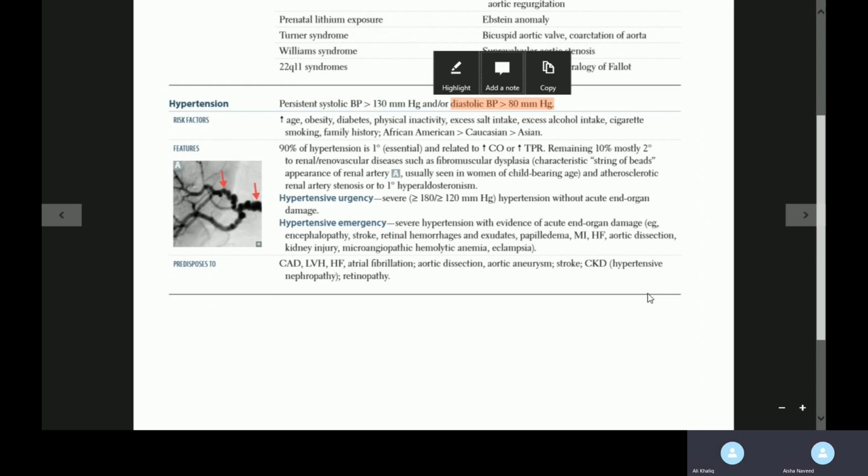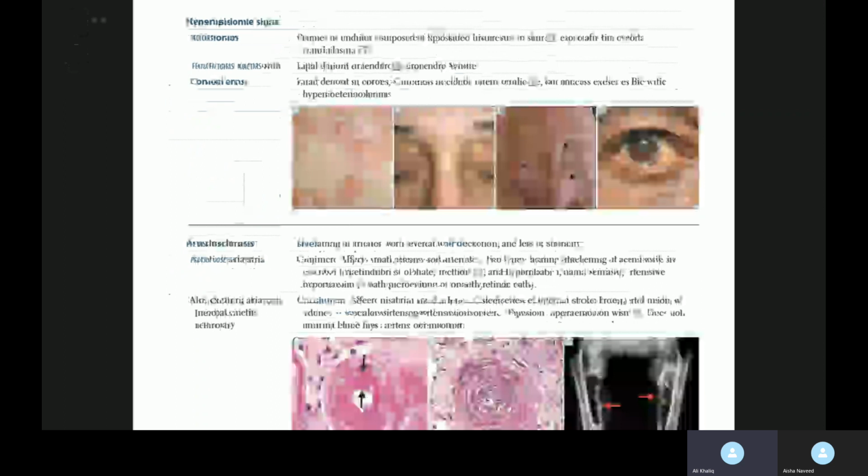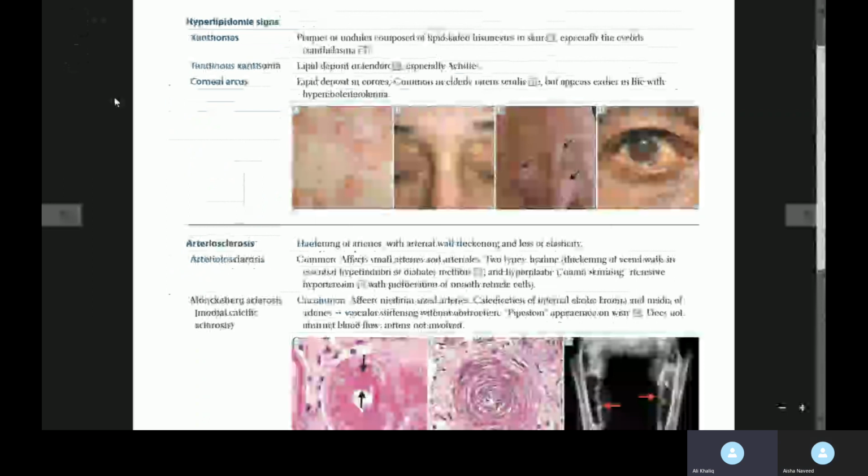The next one in front of you is the hyperlipidemia signs. Now, this is something which is clinical. If you read these signs very well now, whenever you see a patient with this, you can immediately pick it up. It's very classical in a patient who has hyperlipidemia.